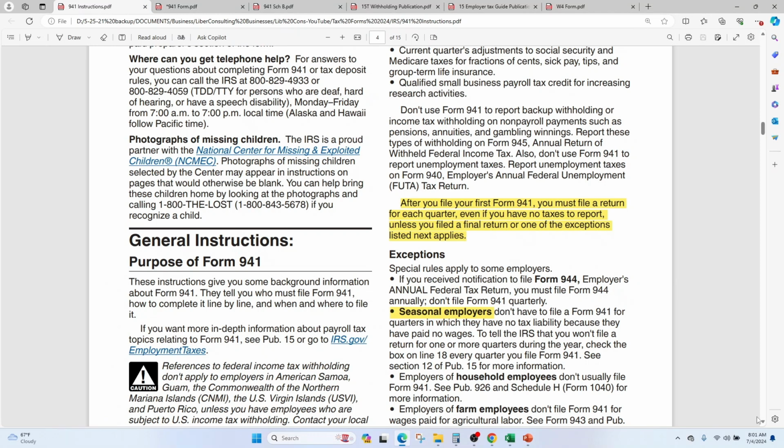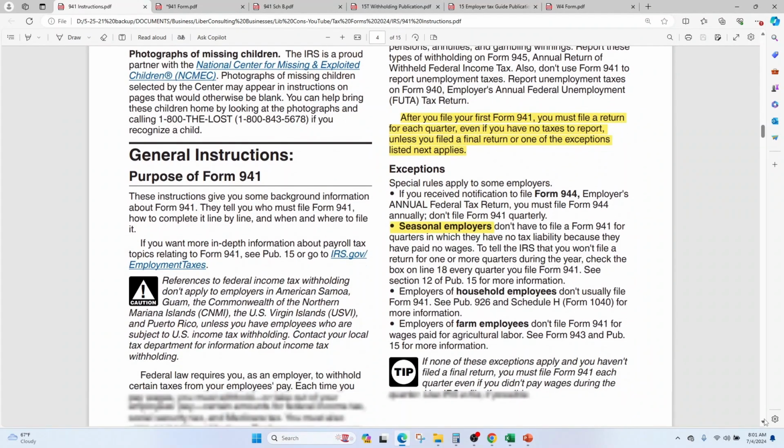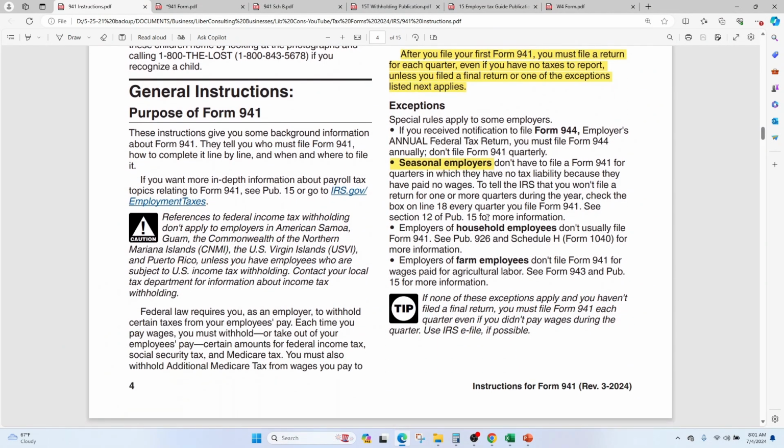And we can read more on seasonal employers. So if none of those exceptions apply and you haven't filed a final return, you must file Form 941 each quarter, even if you didn't pay wages during the quarter. So let's see if we can find a little bit more on final return or seasonal employer.